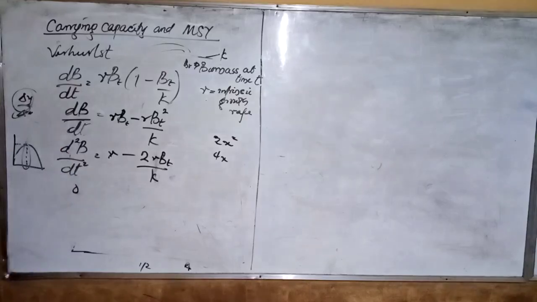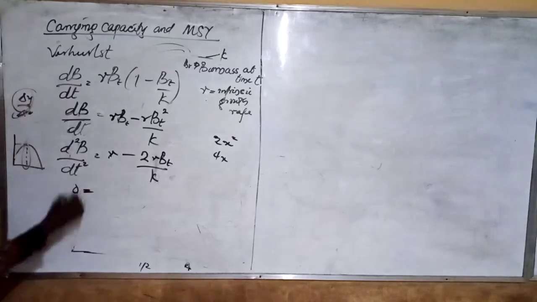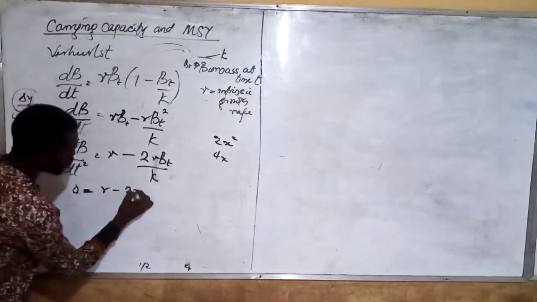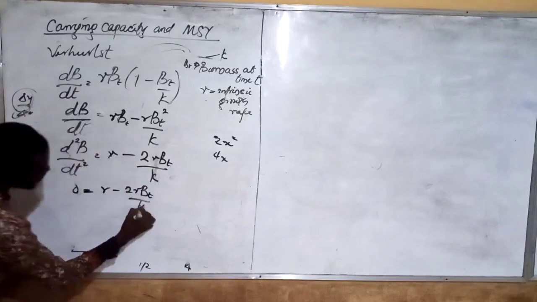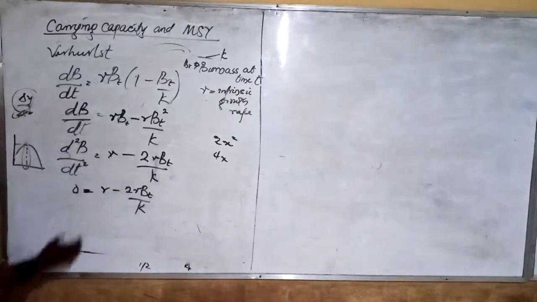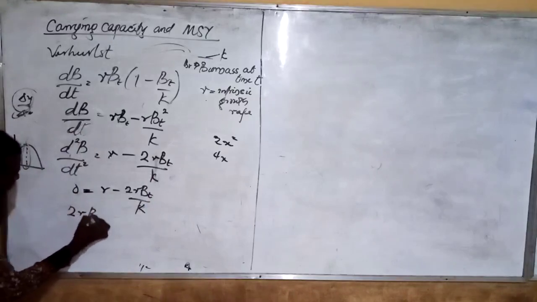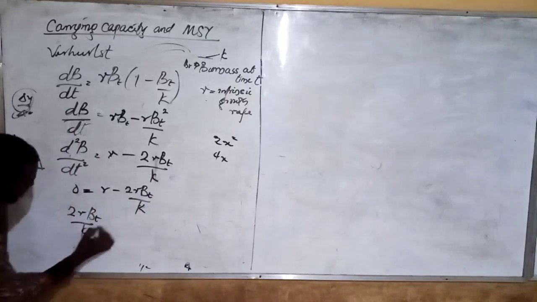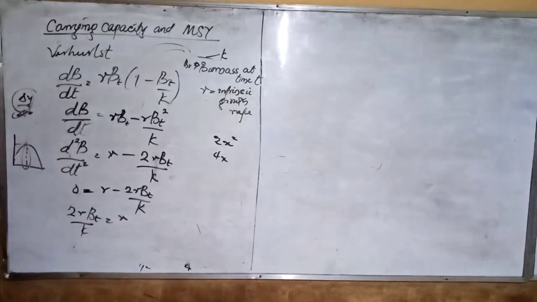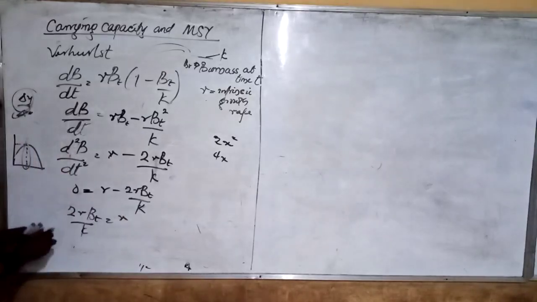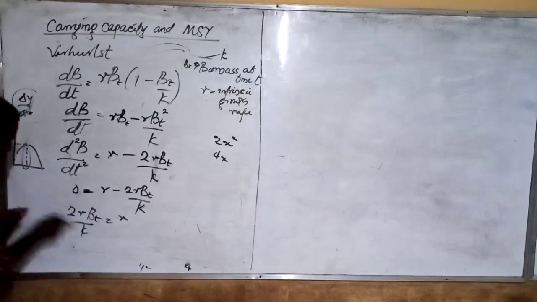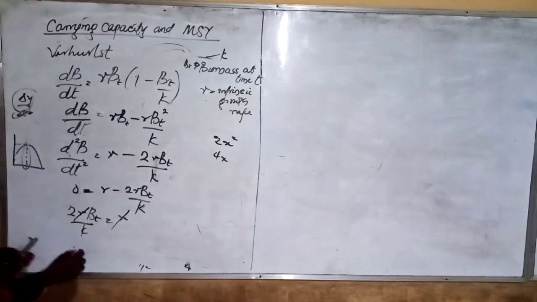0. Is that okay? So because the slope is 0, we have 0 is equal to r minus 2r b sub t over k. So what do we have here? This is going to come to this side. So if this comes to this side of the equation, we have positive 2r b sub t over k is equal to r. Since r is on this side and r is on this side, r cancels r out.